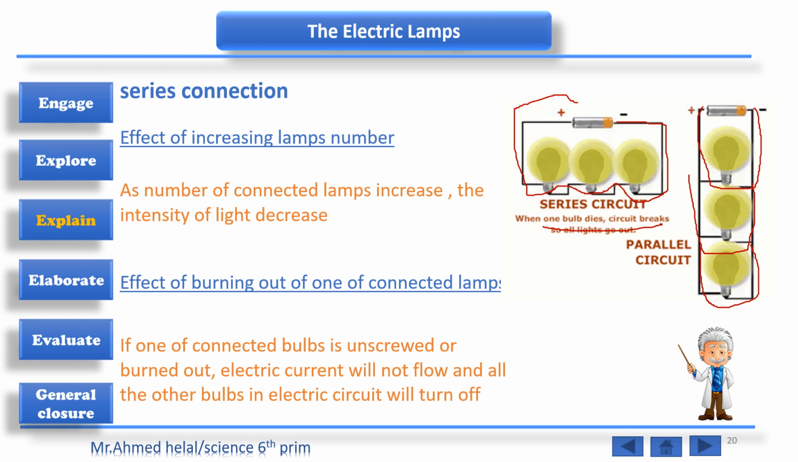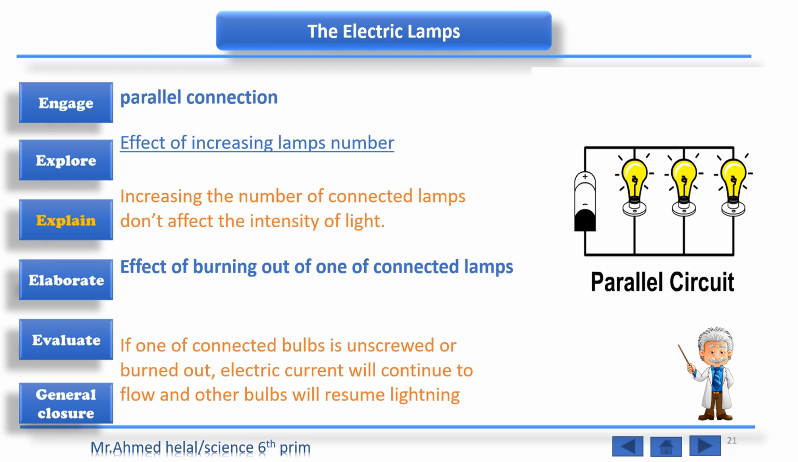Here in the series connection, as the number of connected lamps increases, the electric intensity decreases. And look at the effect of one of the connected lamps burning out: electric current will not flow, and all of the other bulbs in the electric circuit will turn off. This is in a series circuit. Second, we'll talk about the parallel connection.